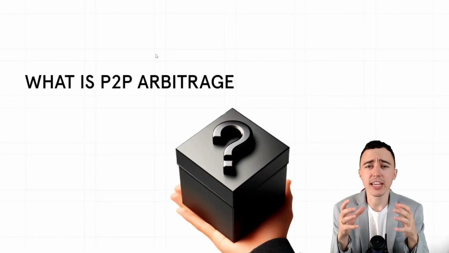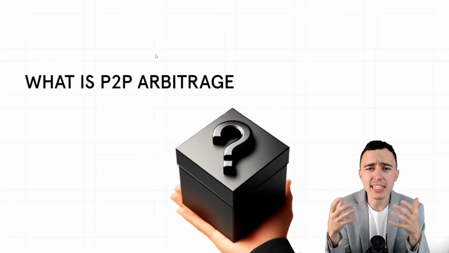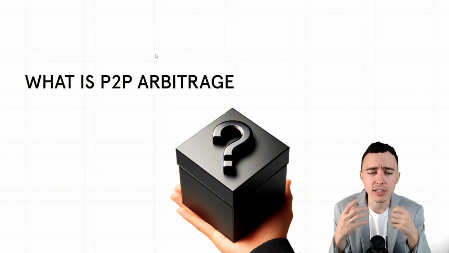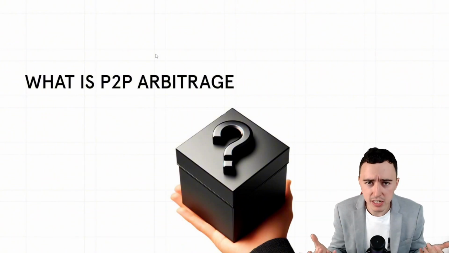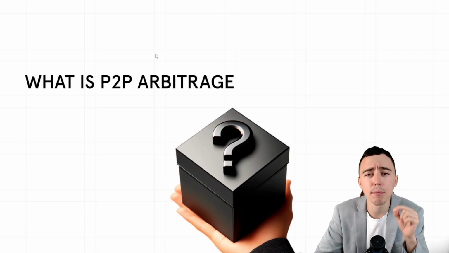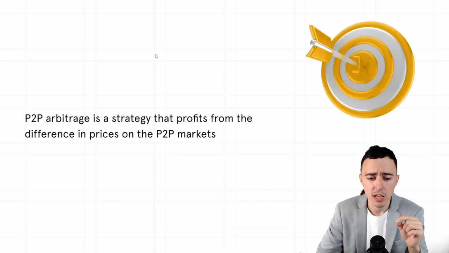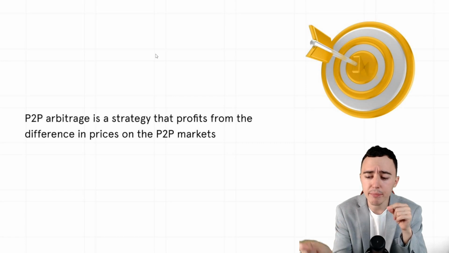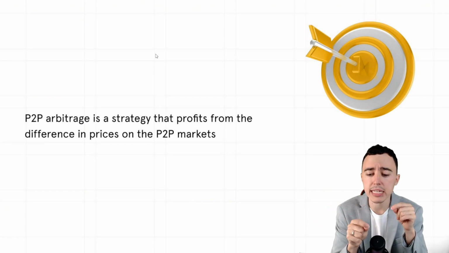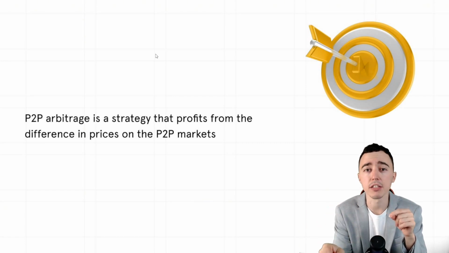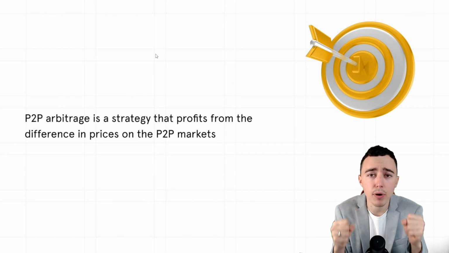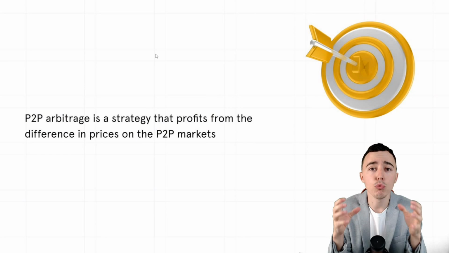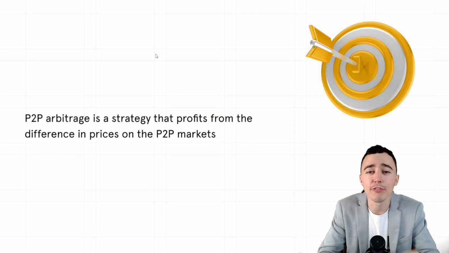Now, the first thing is you're probably thinking, what is this peer-to-peer arbitrage they are talking to me about? How am I gonna make money with something that I don't know what it is? Well, let me explain exactly what peer-to-peer arbitrage is. Peer-to-peer arbitrage is a strategy that profits from the difference in prices on the peer-to-peer markets. This basically means that we find a difference in the price of the same asset in two different markets and we take advantage of it.